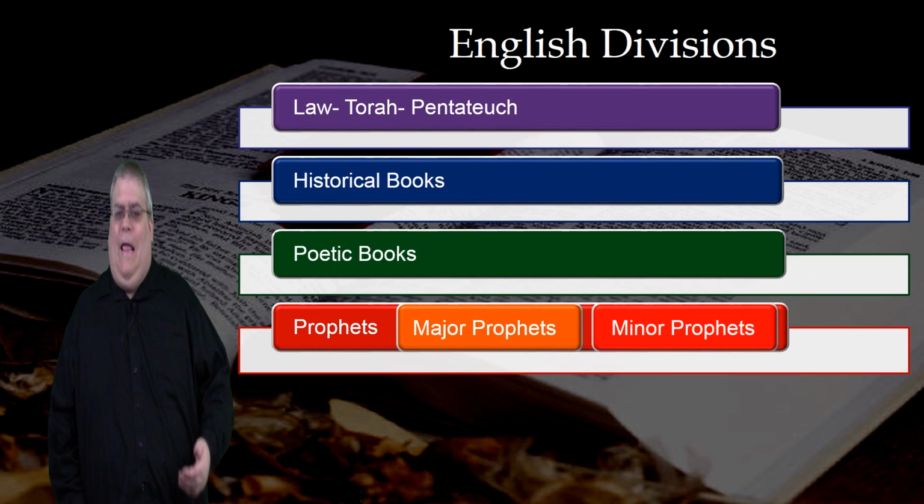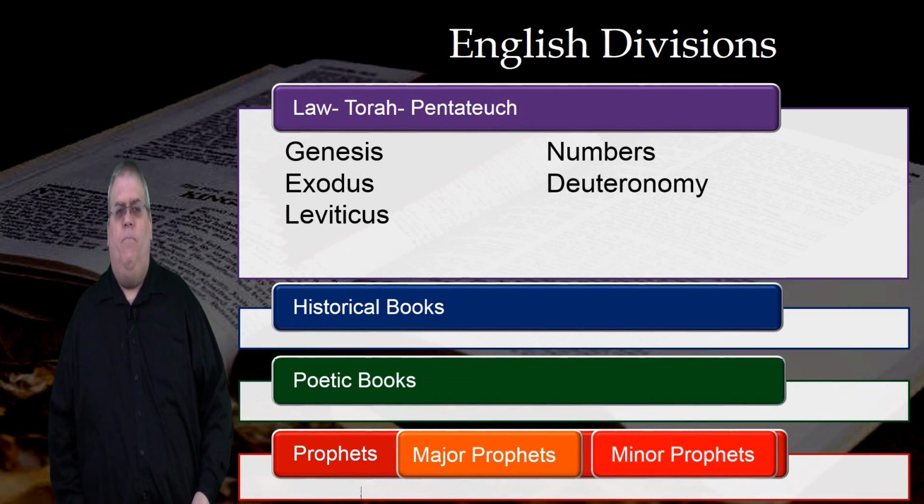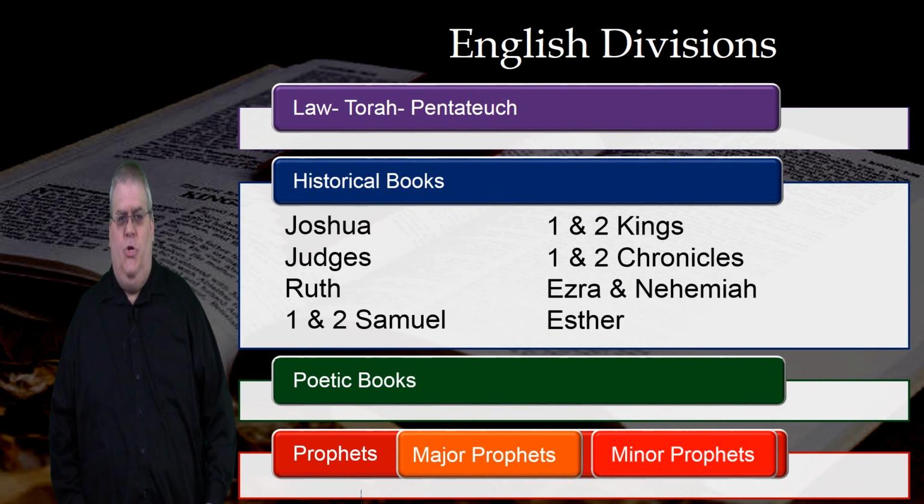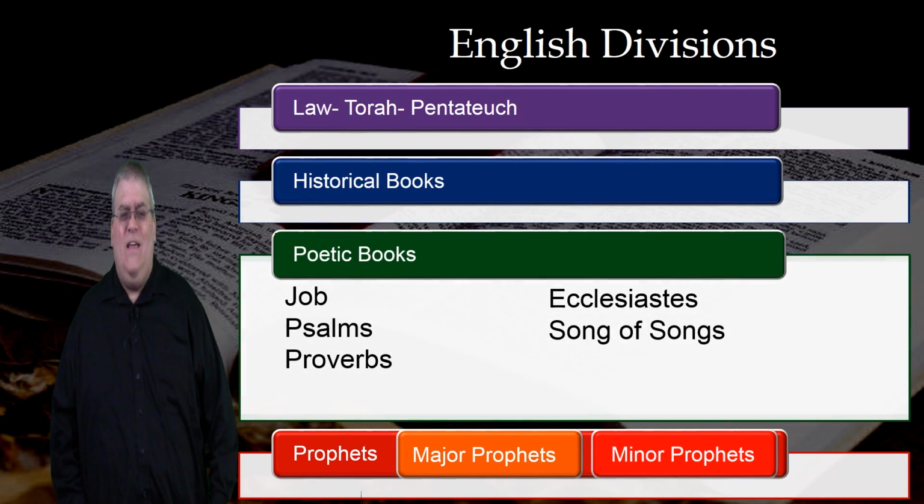Now let's go through and list the books in each division. The books of the Torah are Genesis, Exodus, Leviticus, Numbers, and Deuteronomy. The historical books are Joshua, Judges, Ruth, 1st and 2nd Samuel, 1st and 2nd Kings, 1st and 2nd Chronicles, Ezra, Nehemiah, and Esther. And the poetic books are Job, Psalms, Proverbs, Ecclesiastes, and Song of Songs.